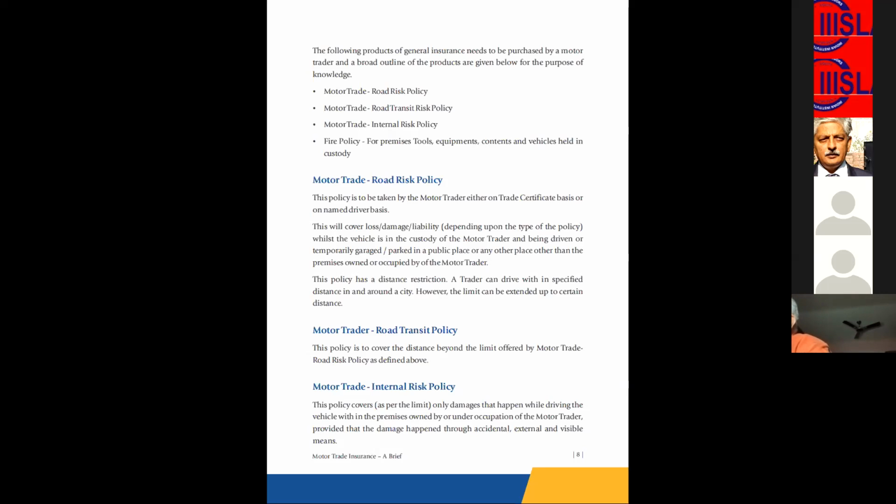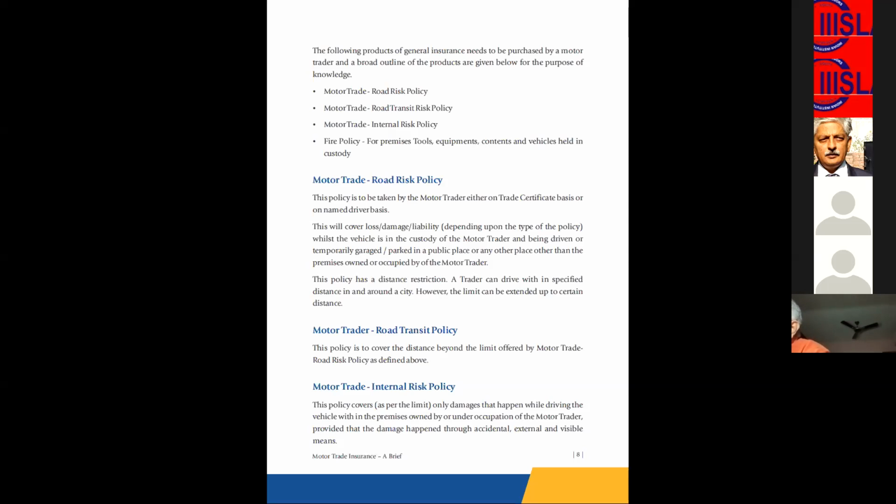But internal risk policy and road risk policy, gentlemen, all of you need to understand, cover only driving risk. It will not cover any trade risk. It will not cover any handling risk. It will not cover any natural calamities. It will not cover theft, because every dealer, every premises should have a fire insurance and a stock policy. That is all covered there.